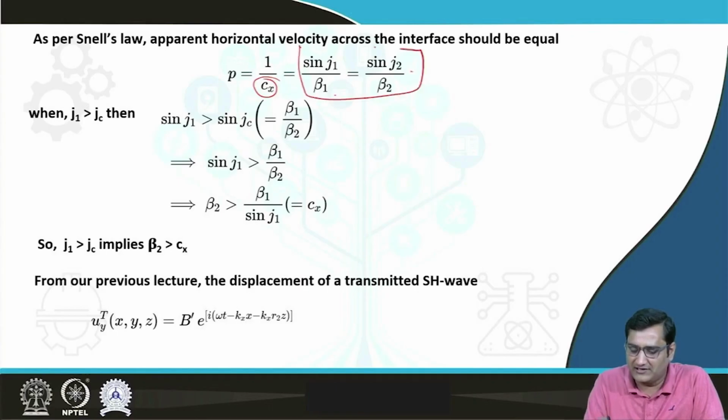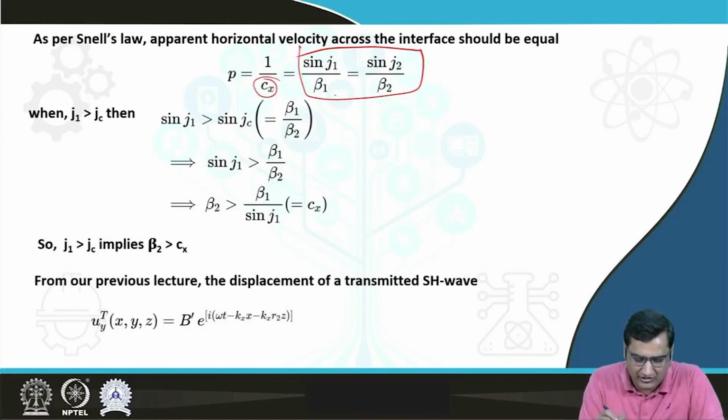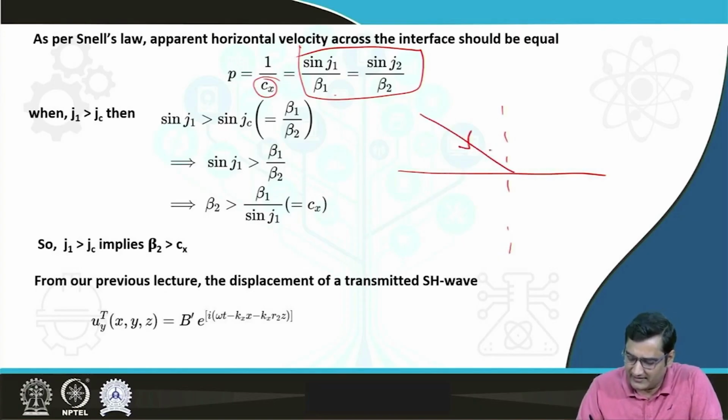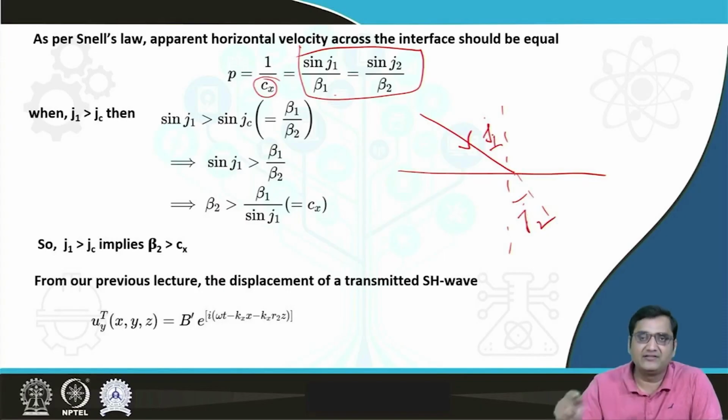So this is basically nothing but Snell's law, which says that the apparent horizontal velocity across the interface should be equal. Now, let's talk about when the incident angle, that means J1, is considered. So what are J1 and J2? This is the interface and there is this normal, and the energy is incident at an angle J1 and it is refracting at an angle J2. So we are talking about J1, that is the incident angle, and JC is the critical angle.